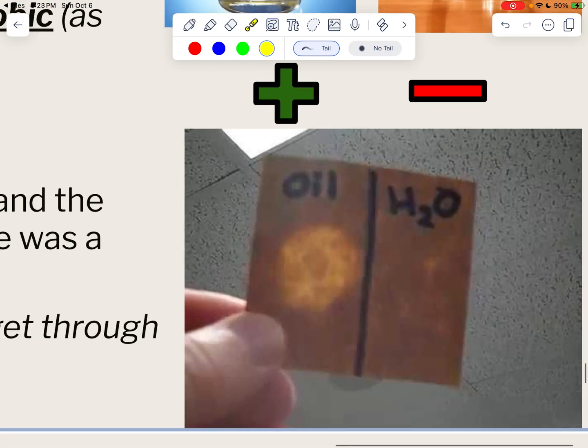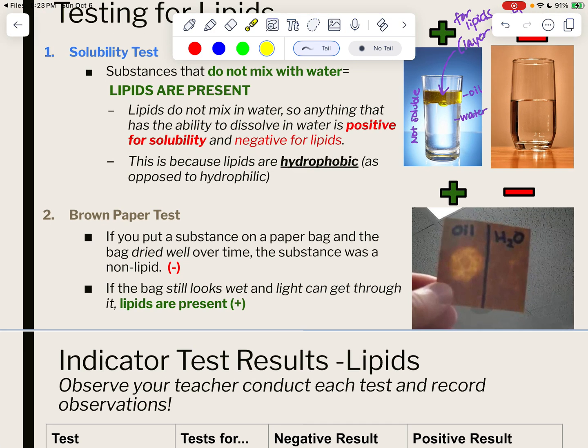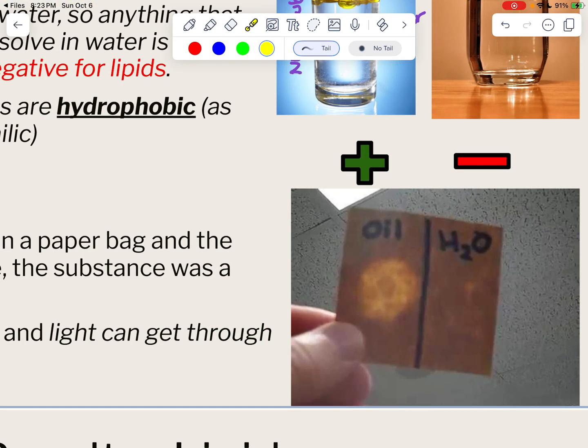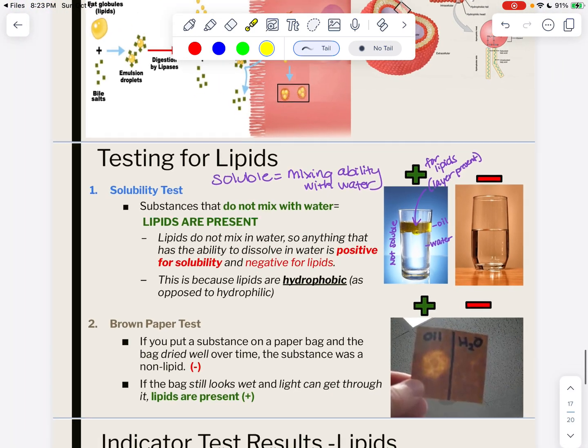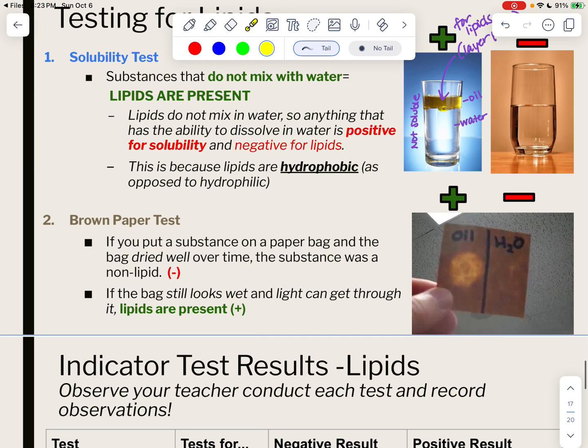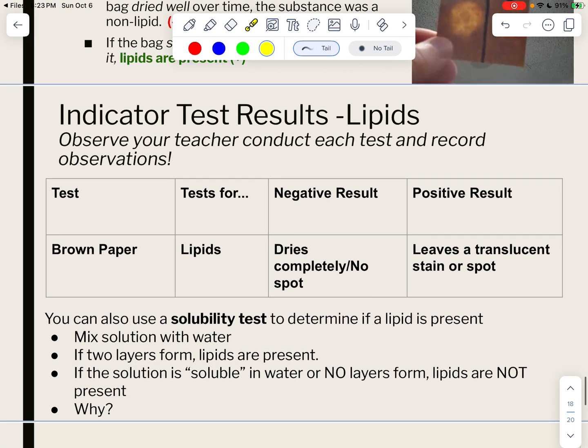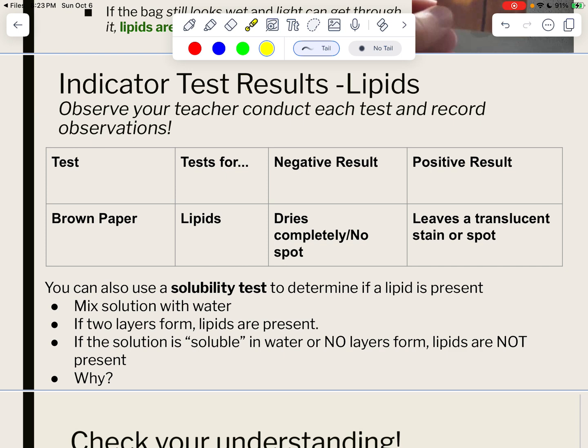So if you take a look at the picture, the right side is dried up and you can't really see through it, it's not translucent. However, if there are lipids present, the bag will still look wet and light will be able to shine through. So lipids are present. So this one's fairly easy, it's either present or not. Versus the solubility test, it's like the opposite rule. Okay, so hopefully you will be able to see your teacher do this test at some point in your time at school. So you can see if it's positive for lipids on the brown paper towel or brown paper bag test.